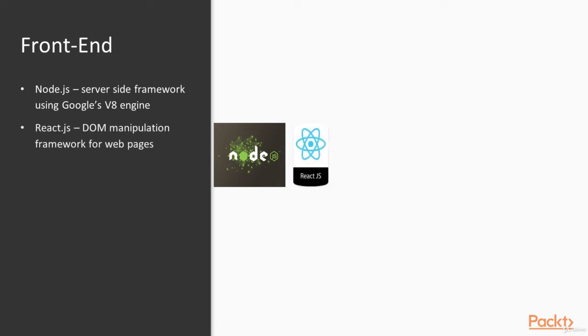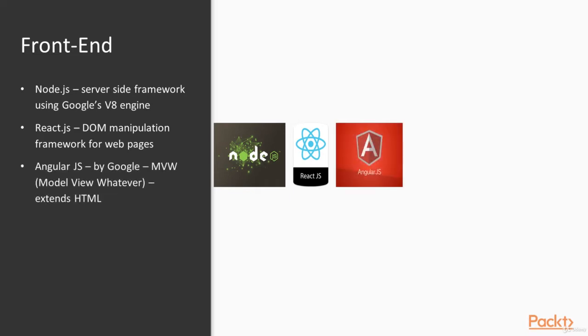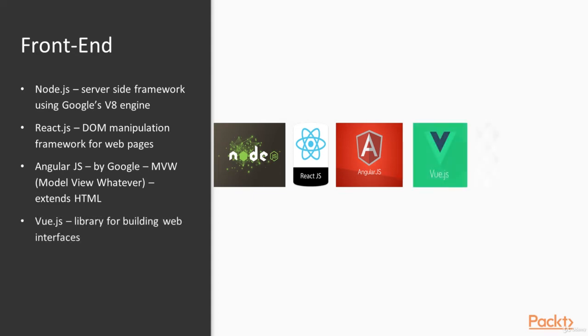React.js is a DOM manipulating framework for web pages. DOM is the Document Object Model. We can use it for manipulating the HTML. You can alter the parts of the HTML files. AngularJS by Google extends from HTML. Vue.js is a library for building web interfaces. Sencha ExtJS is a cross-platform JavaScript web framework.